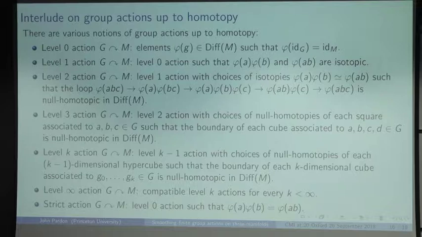Okay, so that's a little bit too much information for us. It turns out that for the three manifolds we're going to consider, diffeomorphisms are the same as homotopy equivalences as spaces. They're homotopy equivalent, and the three manifolds are also K(π,1)s. So it turns out the level two action automatically extends all the way up.